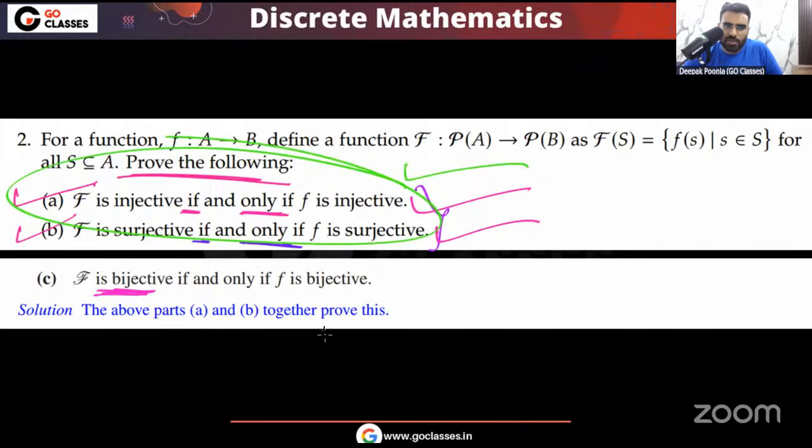These questions already we have done. So automatically I can say that capital F is bijective if and only if small f is bijective, because we already know that bijective means injective and surjective. We know that capital F is injective if and only if small f is injective. Capital F is surjective if and only if small f is surjective. So I can say that capital F is bijective if and only if small f is bijective. So remember, from part A and part B together, you can say that you have proved part C also. I hope you understood. So all the 3 parts, part A, part B, part C, we have proved.